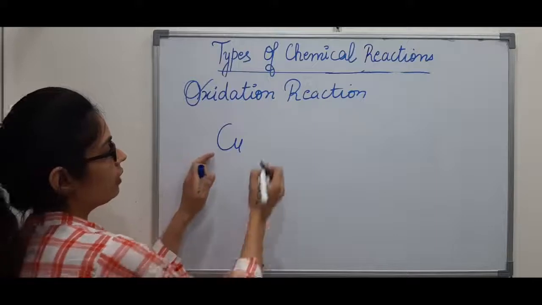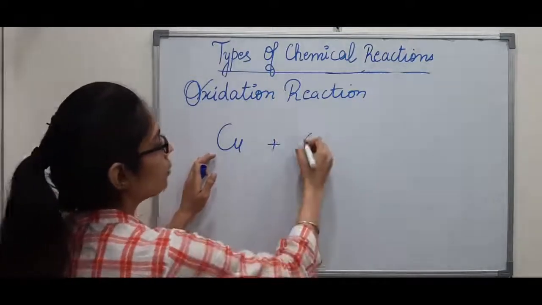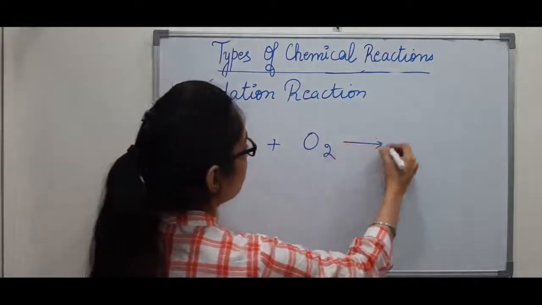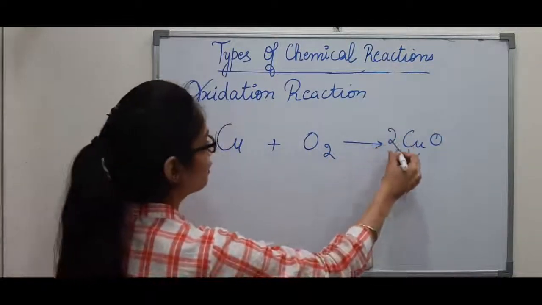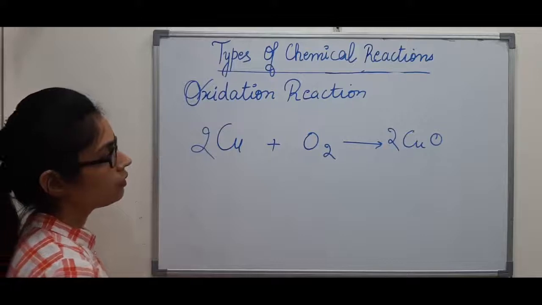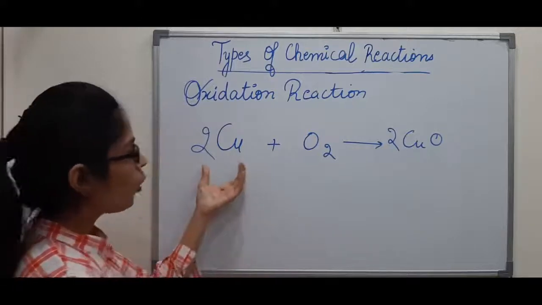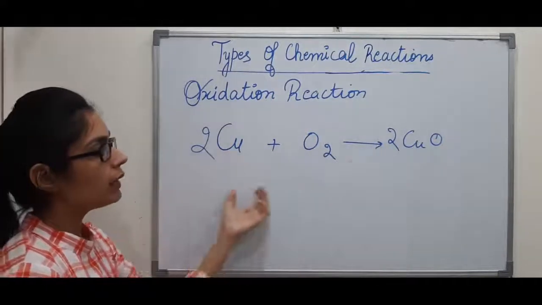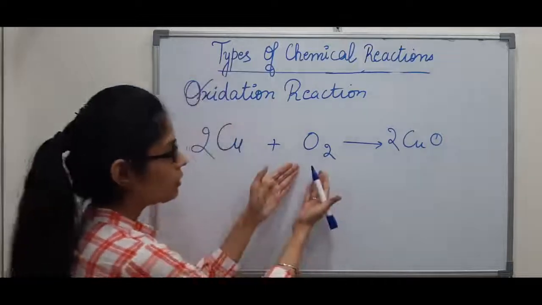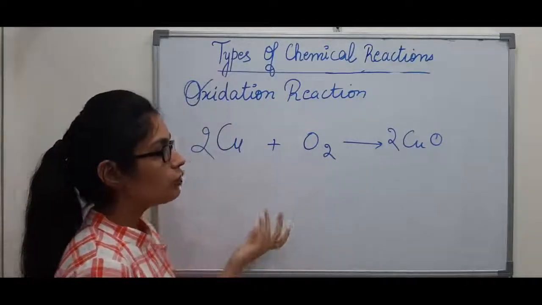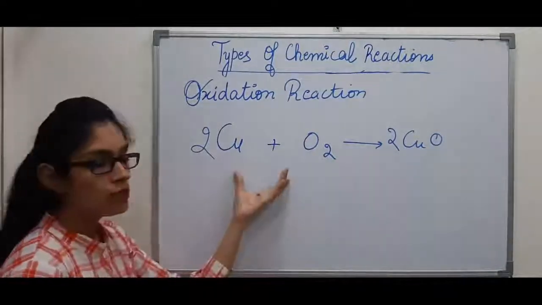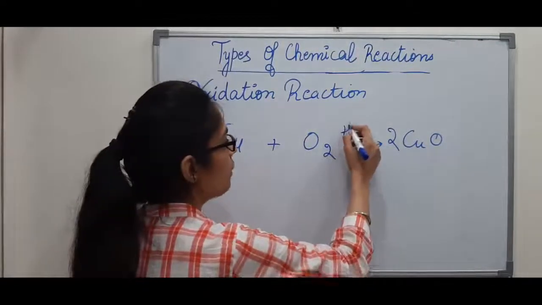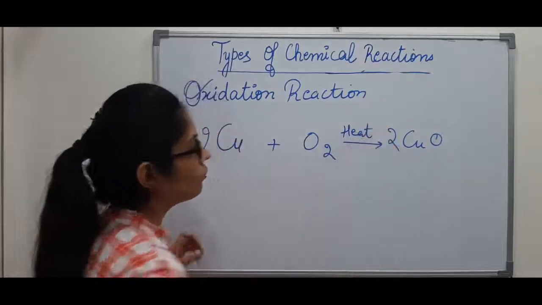So let's react copper with oxygen. I'll get copper oxide. So let's balance the equation. Copper plus oxygen, I'm getting copper oxide. Addition of oxygen is there, which means this is an example of oxidation reaction, and this reaction will take place by the application of heat.